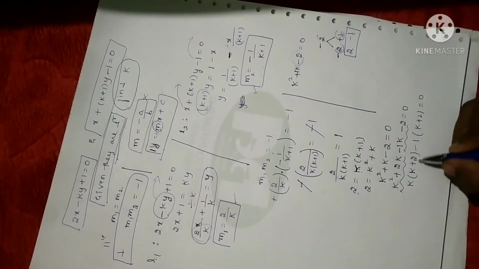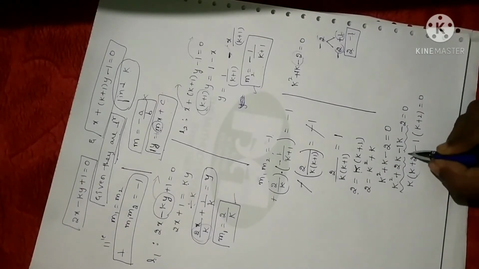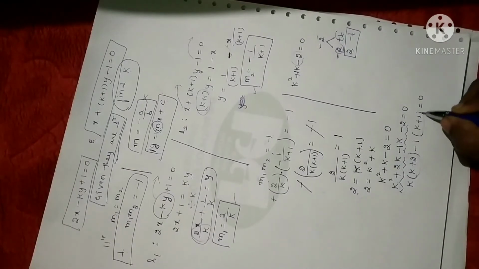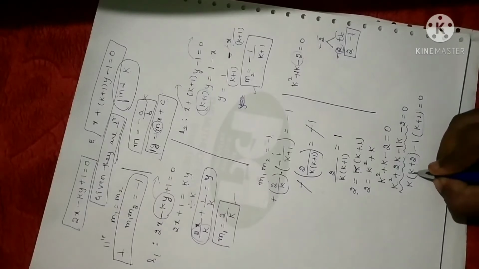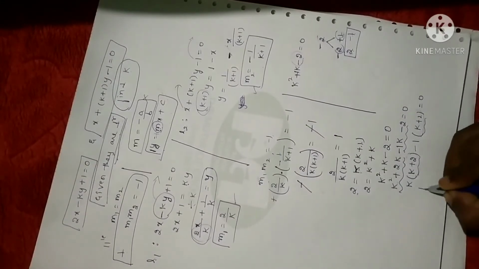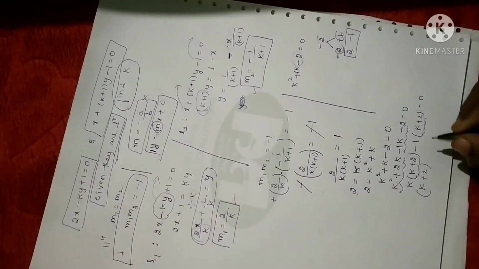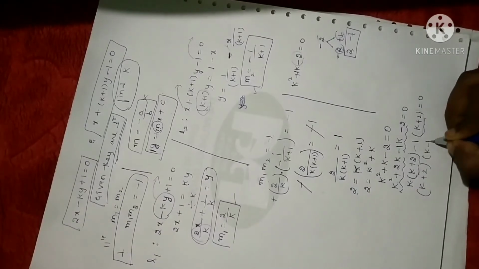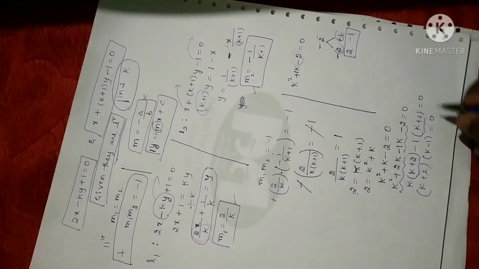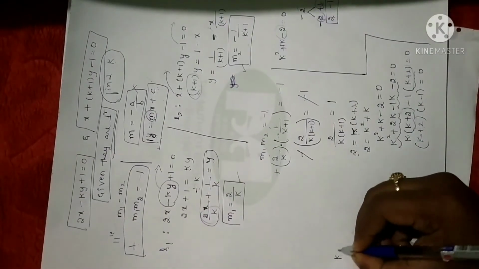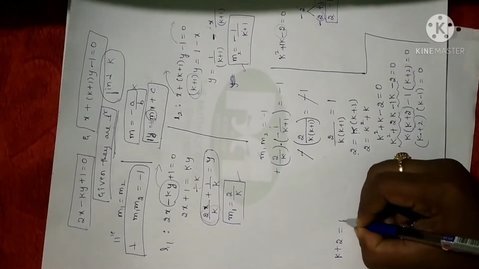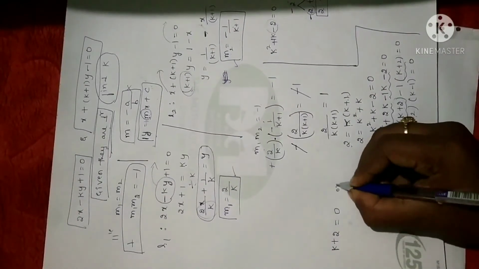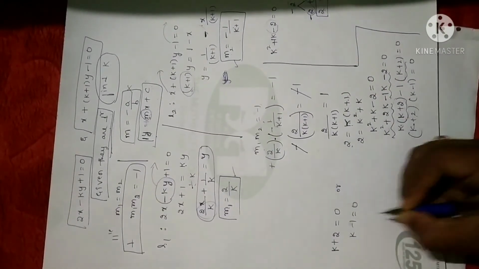The blind hint is that whatever the term that you're going to get here, the same term should be here. Again, the common factor is k plus 2. So when you take k plus 2 as common, what are you going to get? k minus 1. Now you can equate this. So what I got here? k plus 2 is equal to 0 or k minus 1 is equal to 0.